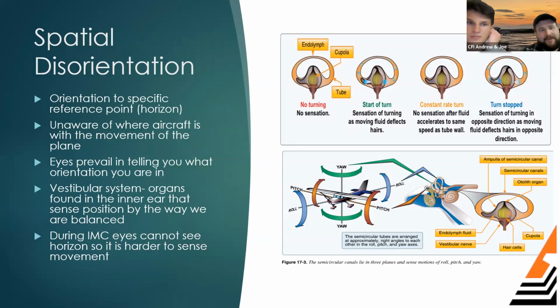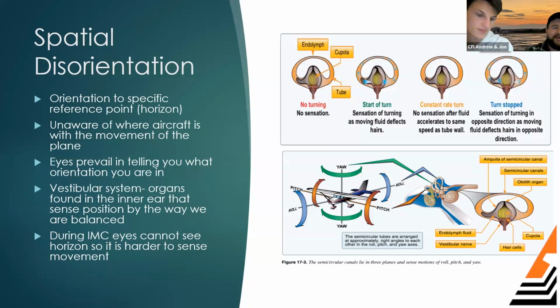All right, spatial disorientation. This is how you perceive yourself, your orientation to a specific reference point, like the horizon. This is if you're unaware where the aircraft is with the movement of the plane. So if I turn right and you're not focusing on what's going on, you feel like the plane's actually turning left. A lot of that is based on visual cues as well as your vestibular system, which is within your inner ear.